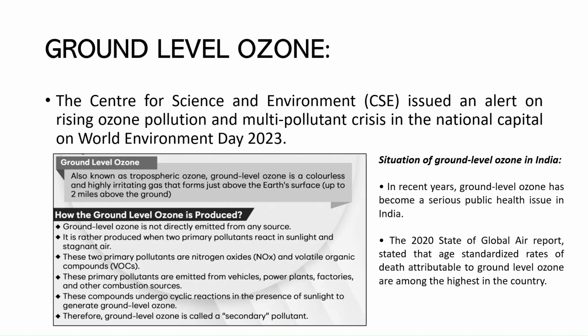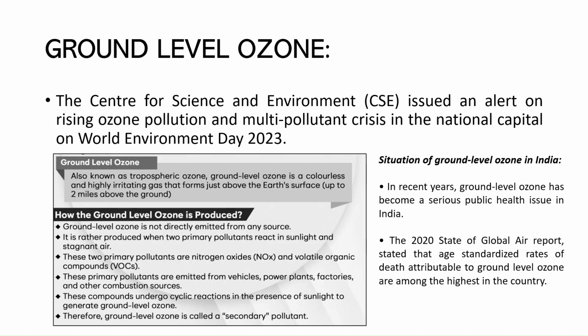But what exactly is ground level ozone? It is often referred to as tropospheric ozone, and it's a colorless yet highly irritating gas that forms near the Earth's surface within about 2 miles above the ground. And interestingly, it does not directly come out of any source. Instead, it's a secondary pollutant which is born from a chemical interaction between the nitrogen oxides, or the NOx, and the volatile organic compounds under the sunlight.